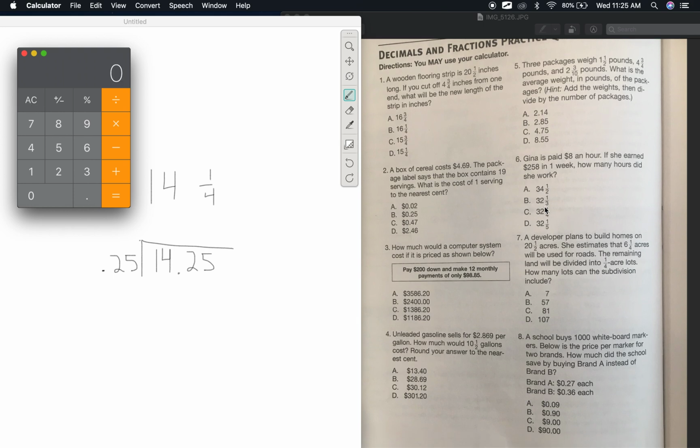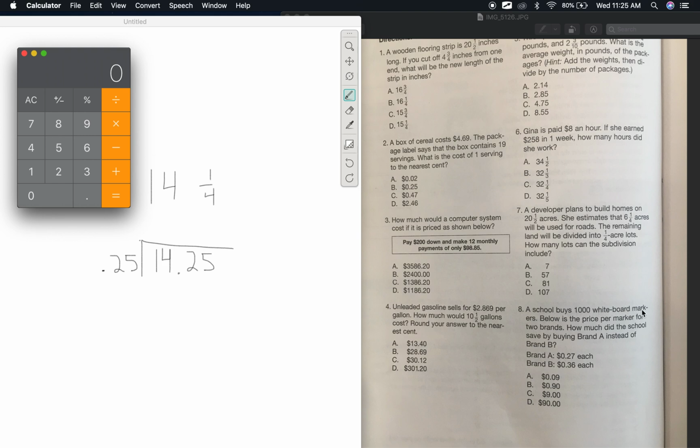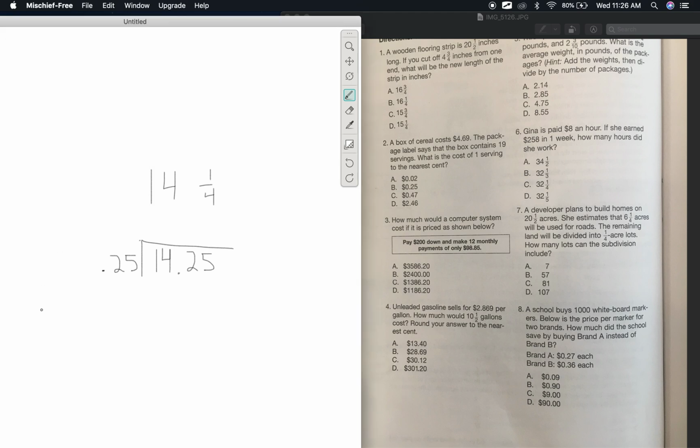Now, last but not least, a school buys 1,000 whiteboard markers. Below is the price per marker for 2 brands. How much did the school save by buying brand A instead of brand B? Brand A is 27 cents. Okay, so let's see. And brand B is 36 cents. So we need to find the totals. If they would have bought 1,000 brand A's and 1,000 brand B's, so 0.27 times each one is 0.27, and we need 1,000 of them. So times 1,000 equals 270.